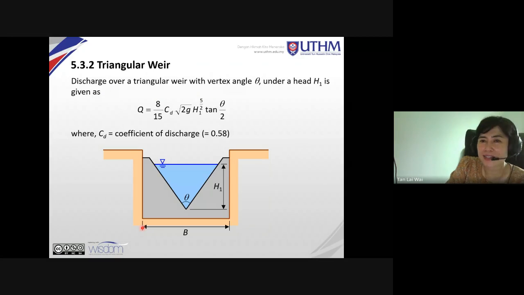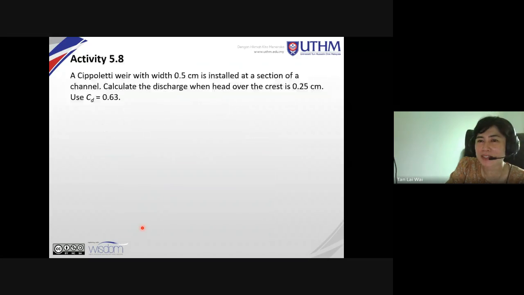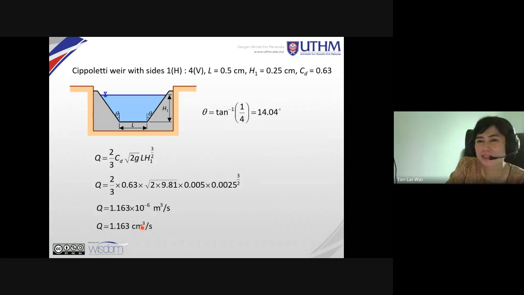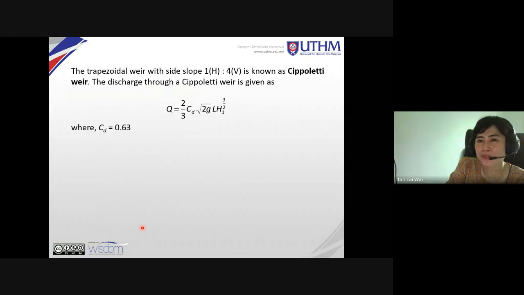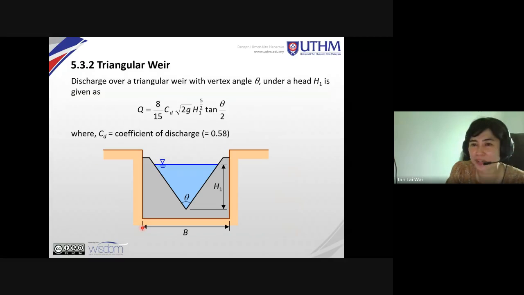Now I guess I'll go, just not the activity. I guess there's only a few slides. I'll just go through it, because just now I already talked about this triangular weir as well as trapezoidal. Look at this. This is the triangular weir.